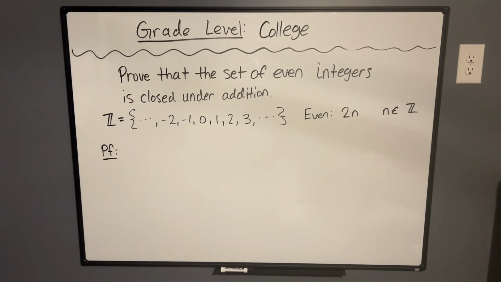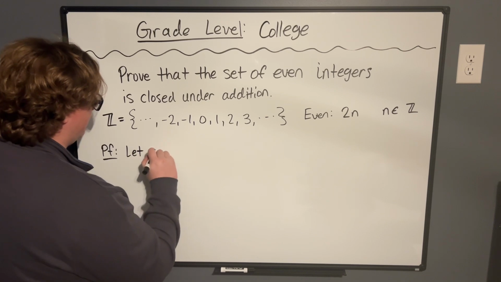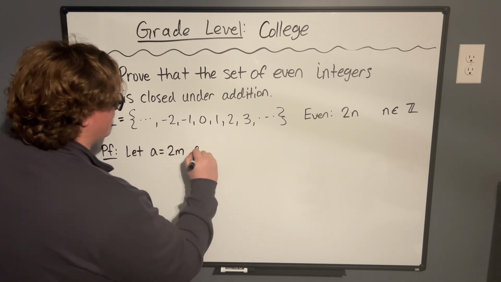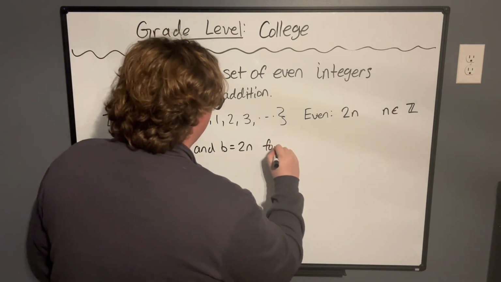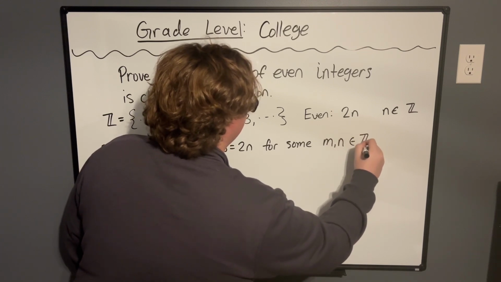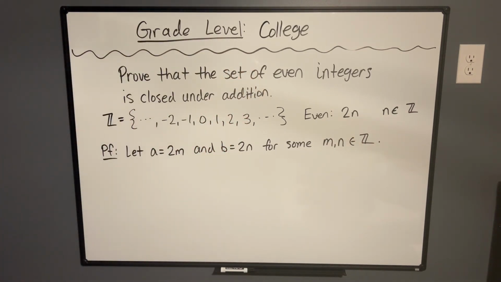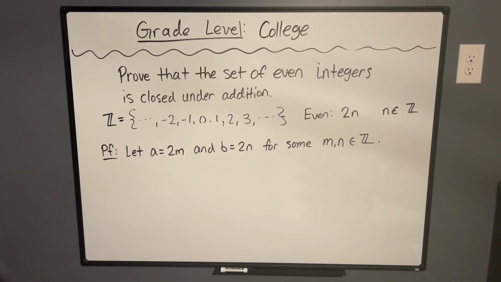So this has to be arbitrary, right? We can't just choose 0 plus 2 and add that and show that it's even, because we have to show it for every possible number. So let's just say we're going to let a equal 2 times m and b equal 2 times n for some m and n in the integers. Remember, that's what this notation means. So for some m and n value that has to be in this set right here, we're letting a equal 2 times m and b equal 2 times n.